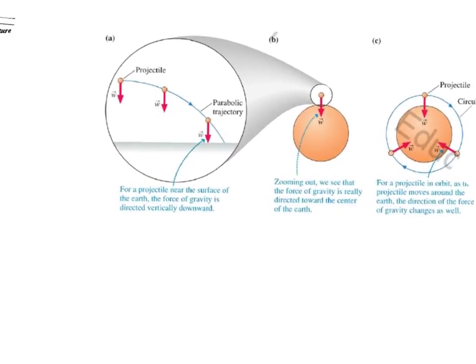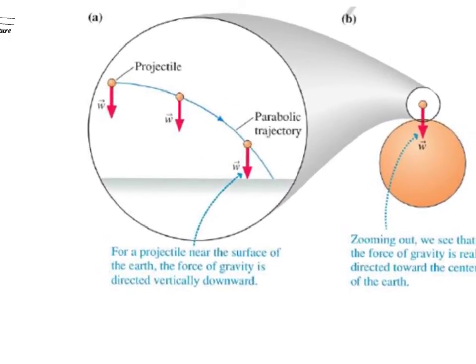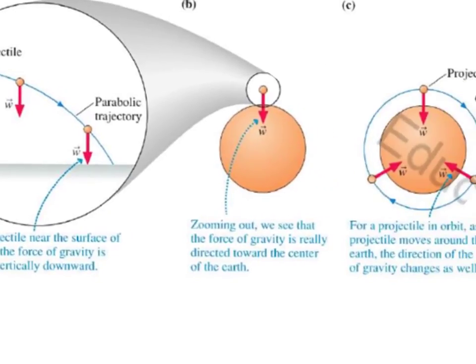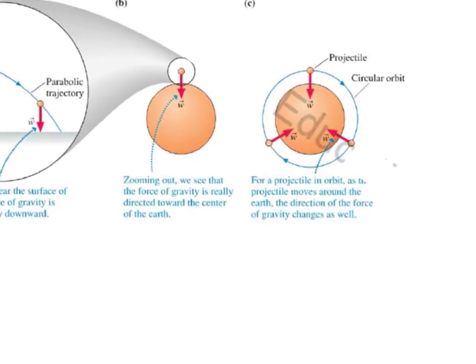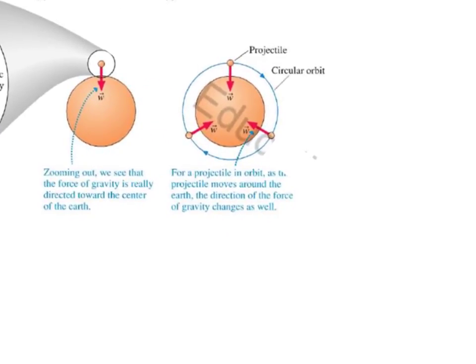Okay, so if we look at a projectile falling down to the ground, we say that it is under the force of gravity, which acts downward. But if we zoom out a little bit, we find that the force of gravity is really directed toward the center of the earth. And so for any projectile in orbit, this projectile is just moving around the earth. The direction of the force of gravity changes as well as the direction of motion. Now, as we talked about in the last lesson, a constant force that always points toward the center of a circle causes the centripetal acceleration of uniform circular motion.